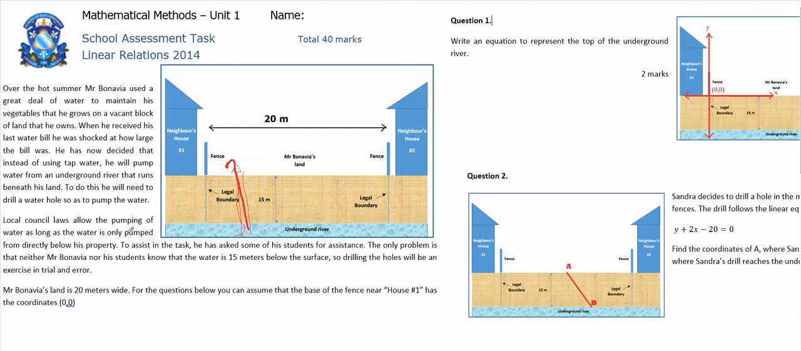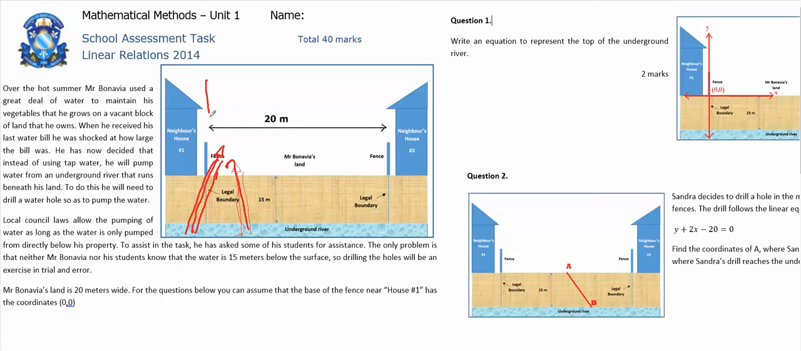The local council allows him to pump water as long as the water is only pumped directly from his property, so he can't drill like this and suck water from here up into his land. That's not allowed. The only problem is that neither Mr. Bonnever nor his students know that the water is 15 metres below. So it's an exercise in trial and error. Is 20 metres right? You can assume this at the base of the land.